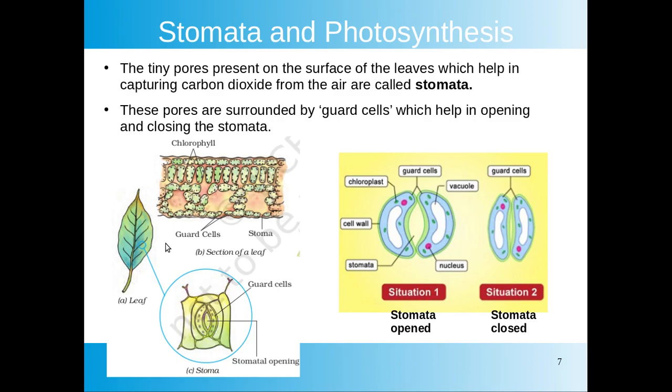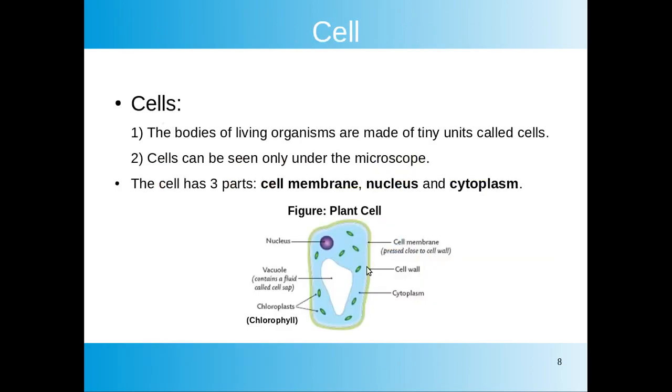Then leaf cell. A new word has come, that is cell. What is a cell? The bodies of living organisms are made up of tiny units called cells. Cells can be seen only under the microscope. It has three main parts. One is cell membrane, second one is nucleus, and third one is cytoplasm.